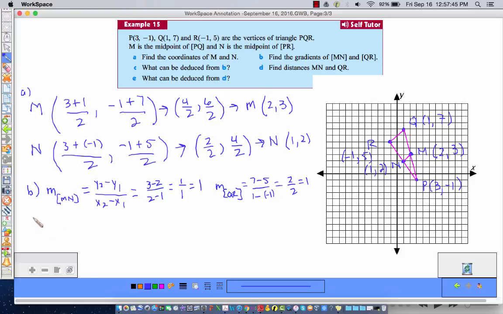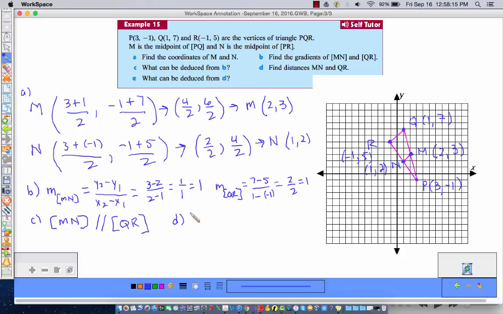So let's see what they ask us in C. What can be deduced from B? Well, the slopes or the gradients are the same, so we can deduce that since the slopes are the same, that line segment MN is parallel to line segment QR. Okay? D, find distances MN and QR.